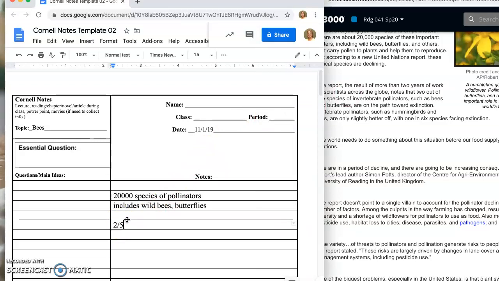So I'm going to write this down. So 2 of 5, 2/5 of invertebrate pollinators facing extinction. And then I'm going to say 1/6 of vertebrate facing extinction. Now I'm going to assume I already know what invertebrate and vertebrate mean. If you don't, you'd probably want to add that in there.